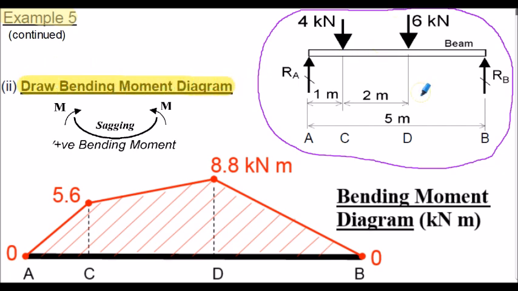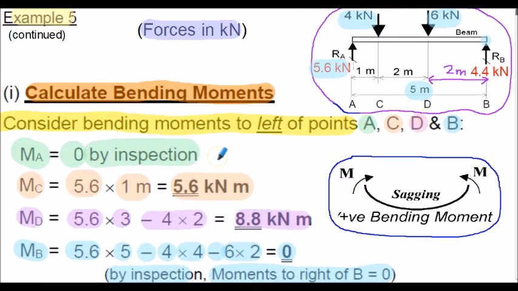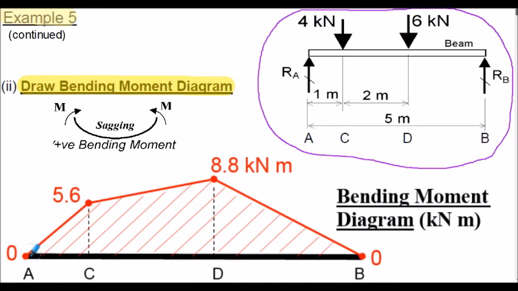And all we simply do is note the bending moments we calculated here, and we simply plot them on our diagram. The bending moment at A was 0, bending moment at C was 5.6 kilonewton meters, bending moment at D 8.8 kilonewton meters, and of course the bending moment at B was 0. All we do now to construct the bending moment diagram is join these points with linear lines.